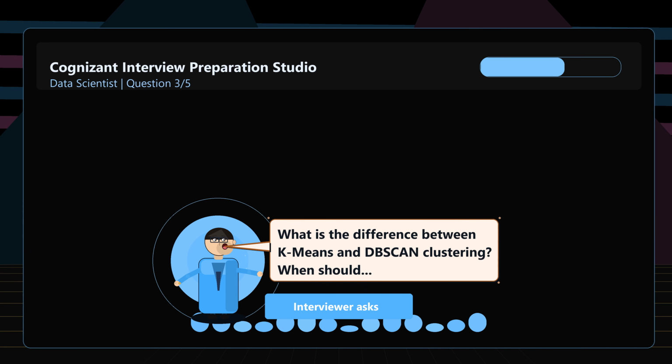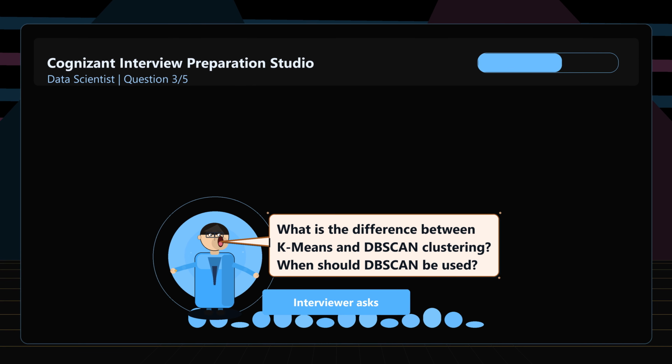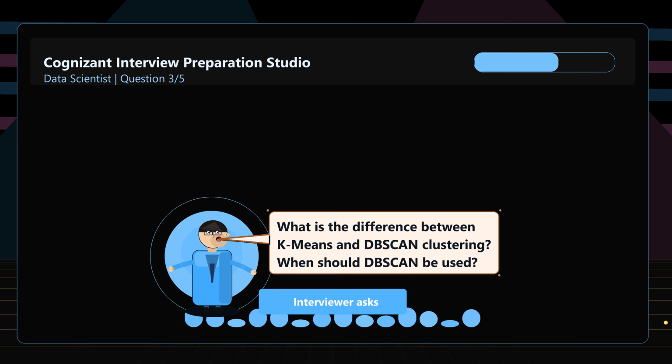Can you explain the difference between k-means and DBSCAN clustering algorithms? And in what scenarios would DBSCAN be the preferred choice?